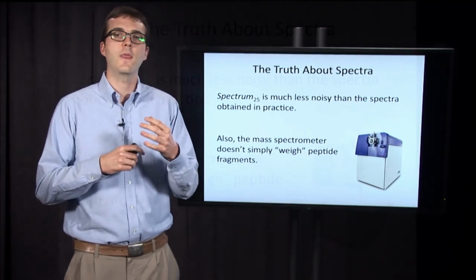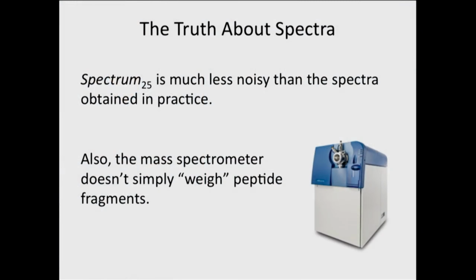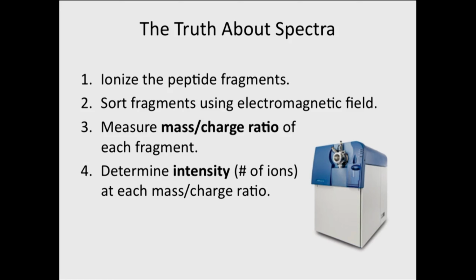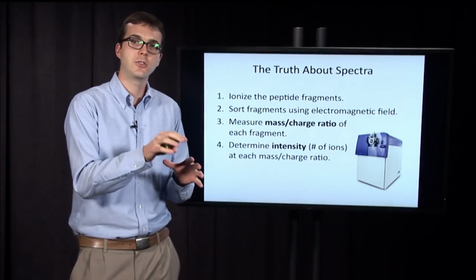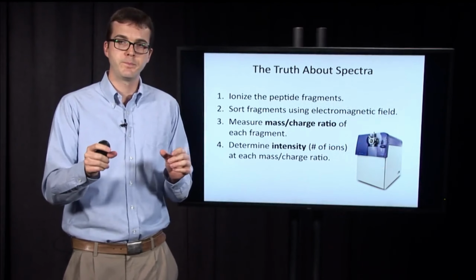Also, I've said that we can think of the mass spectrometer as a scale, but it doesn't really just weigh the peptide fragments. It's a lot more complicated than that. What it does is, first it ionizes the peptide fragments, so it converts them into ions with a positive or negative charge, and then it sorts these fragments using an electromagnetic field. Once it does that, it's able to measure not the mass, but the mass-charge ratio of each fragment.